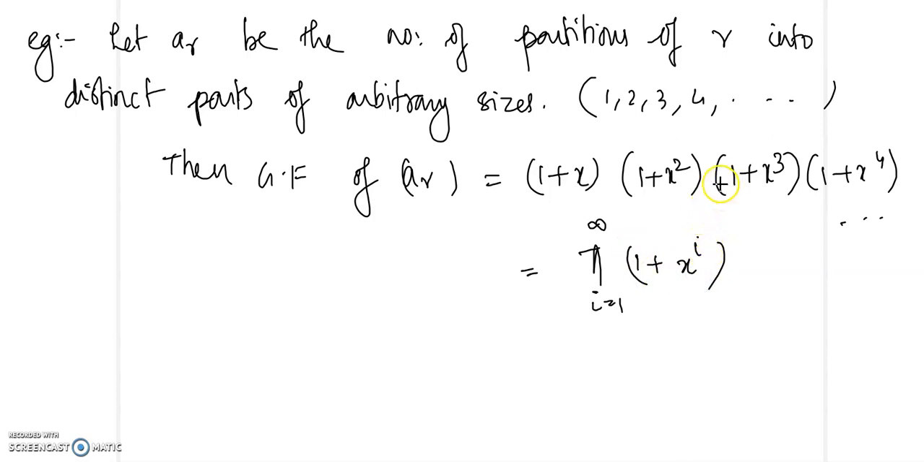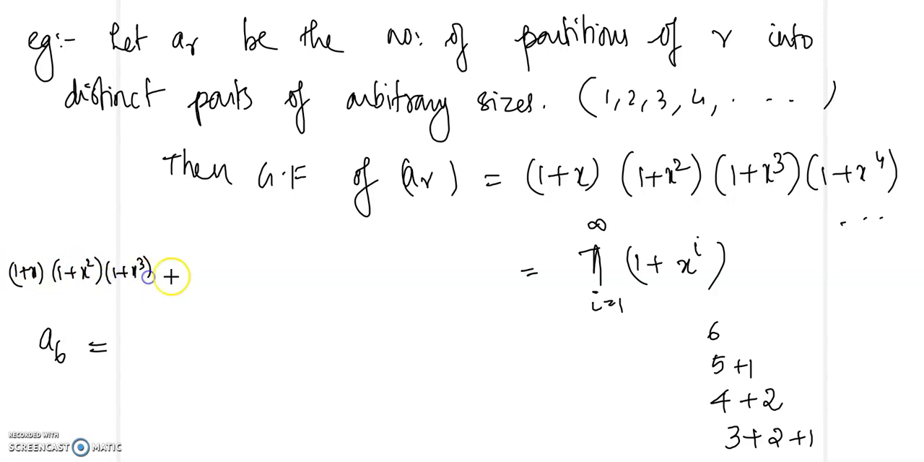So if we want to find, say for example A6, then we have to find all the distinct partitions of 6. So 6 itself, then 5 plus 1 is a distinct partition, 4 plus 2 is a distinct partition, then 3 plus 2 plus 1 is a distinct partition. So we need to obtain the coefficient of x raised to 6 in this. So we take 1 plus x, 1 plus x square, 1 plus x cube, 1 plus x raised to 4, 1 plus x raised to 5, 1 plus x raised to 6, and so on. So the terms with x raised to 6 will come.